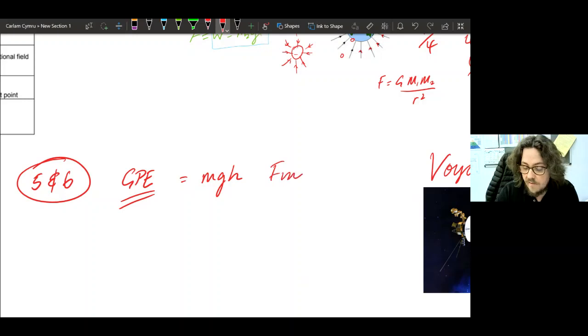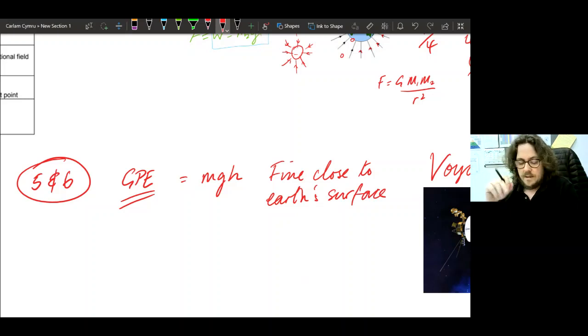Now, this is fine close to Earth's surface. I wonder if you can think why. The reason is that, as we previously mentioned, the magnitude of the gravitational field varies with distance away from the object. So if I'm talking about how much gravitational potential energy is increased if I take a bag of sand from the bottom of a building to the top, that's okay, because the gravitational field strength is not going to vary very much. However, the gravitational field strength will change if we're talking about larger distances.